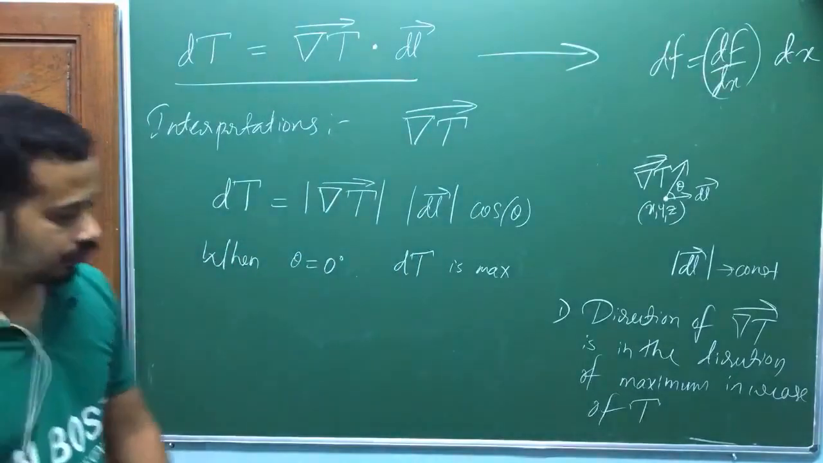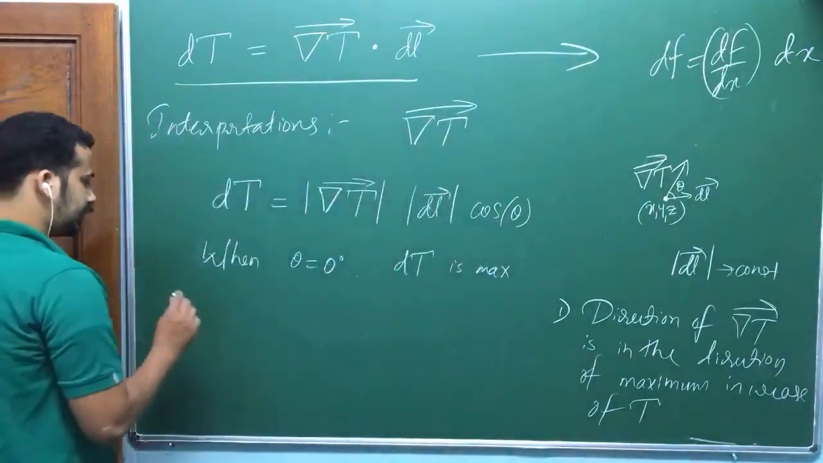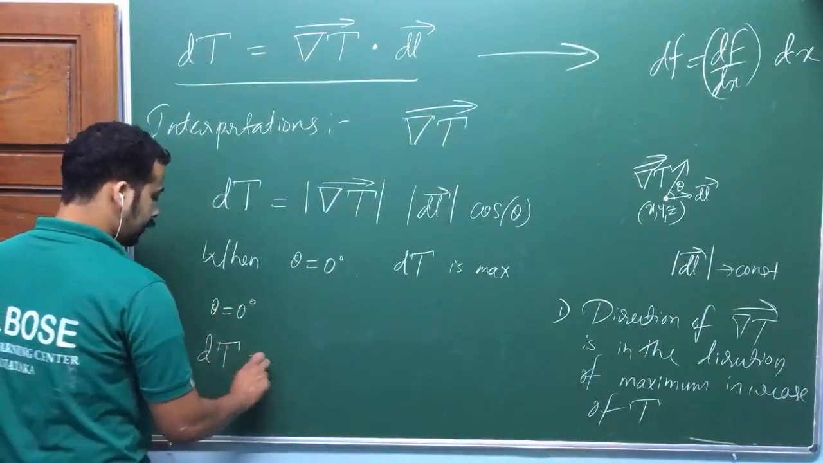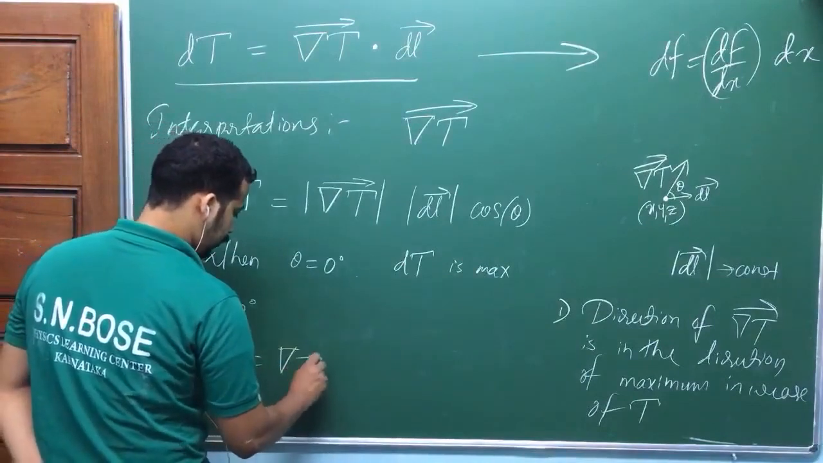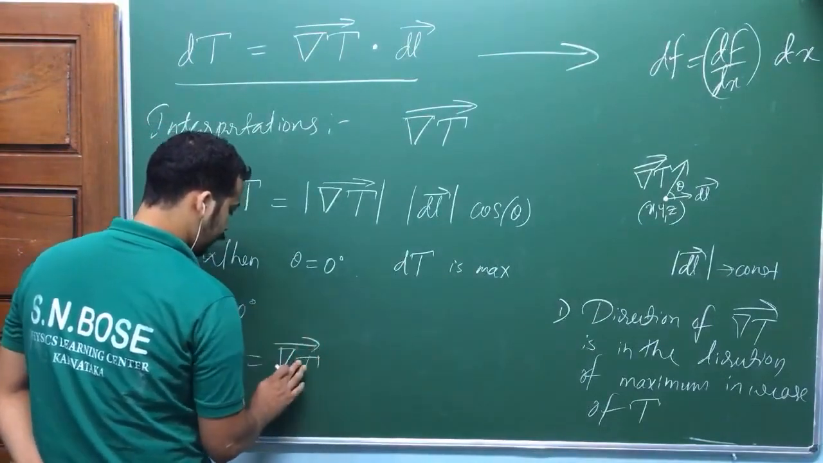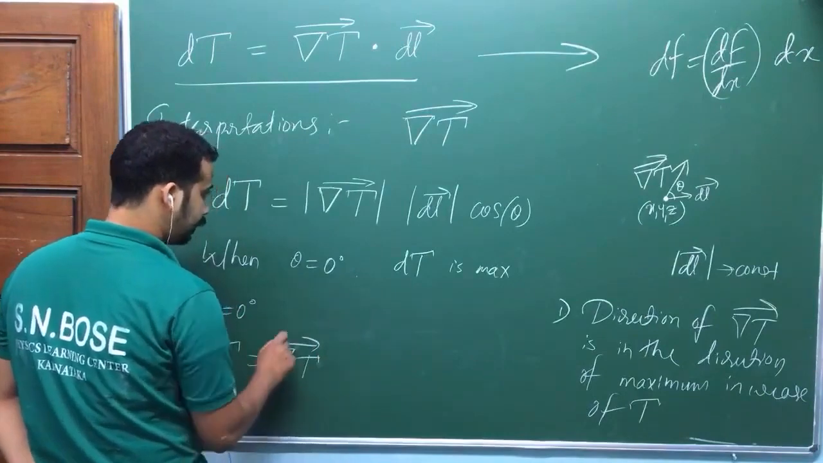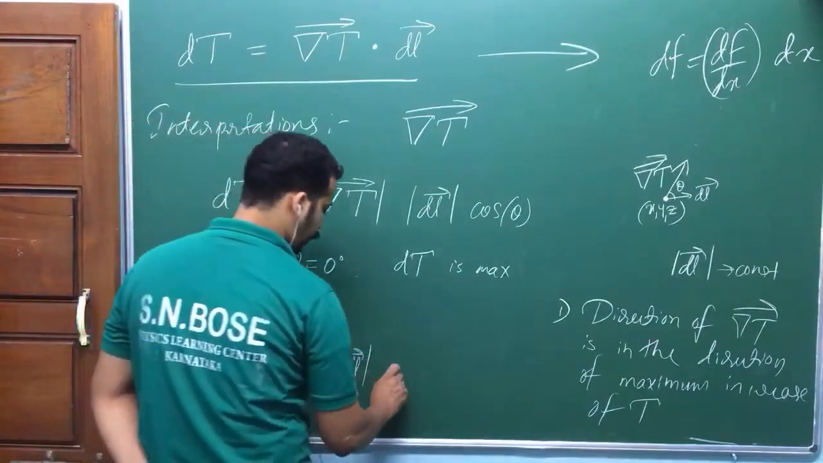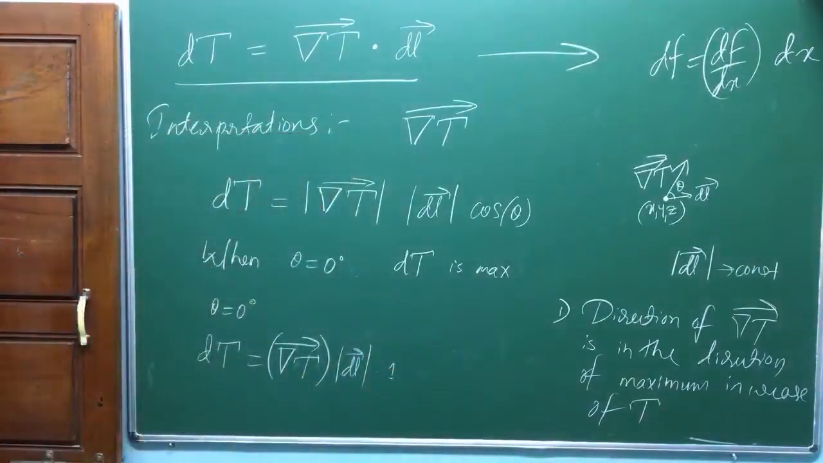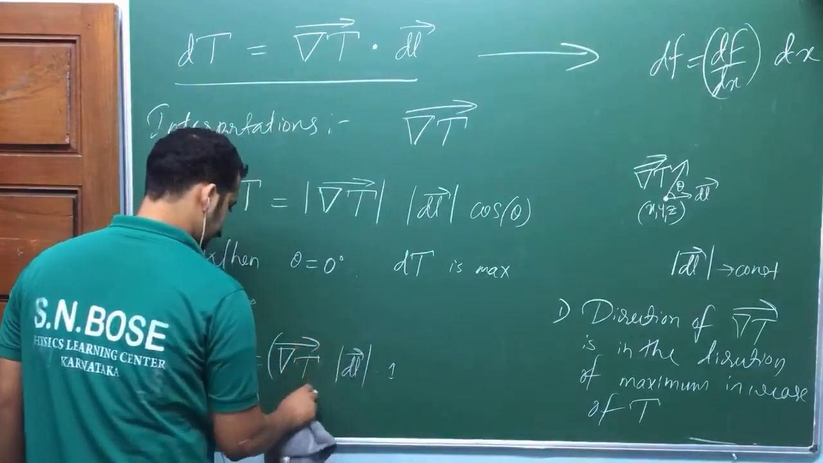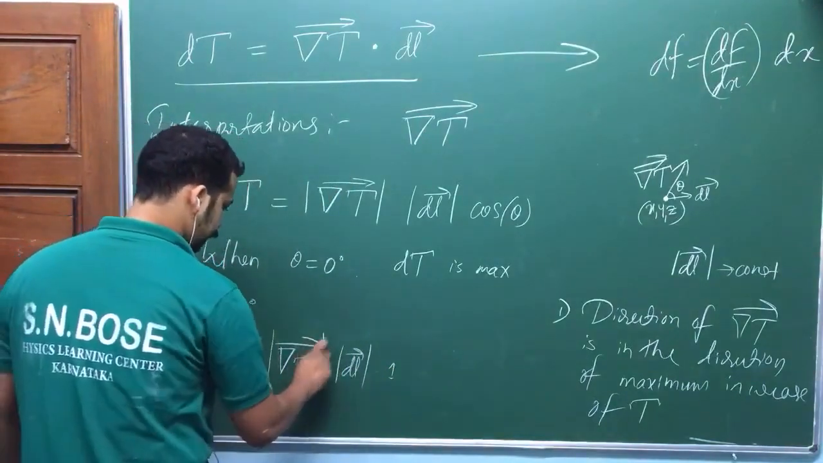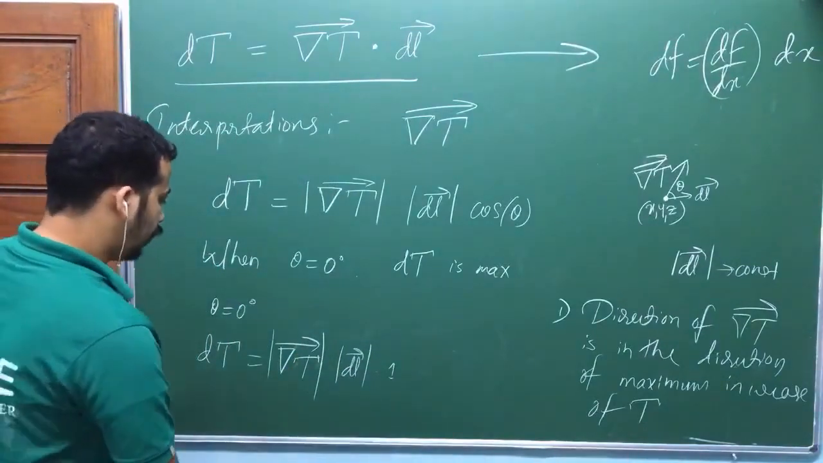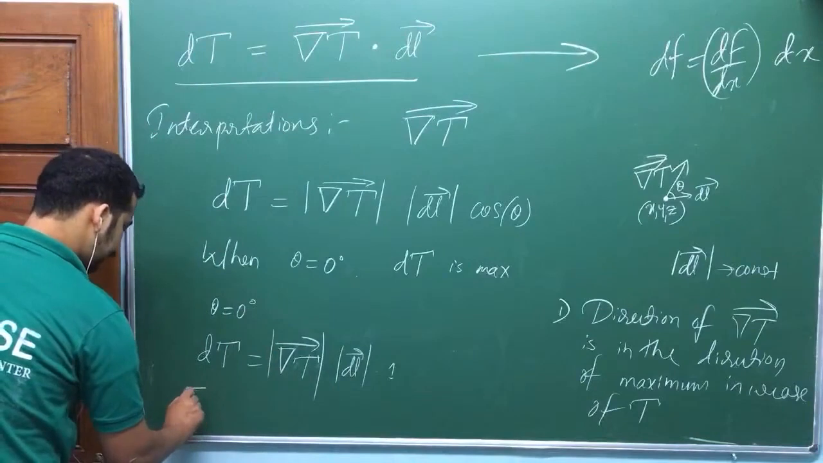Now the second one, look at here. Let me take theta equal to 0. If I put theta equal to 0 degrees, what will happen to this dt? That is equal to del t, mod dl vector, into cos 0, and that is equal to 1. Am I right? Now, from this, can you solve it for del t?